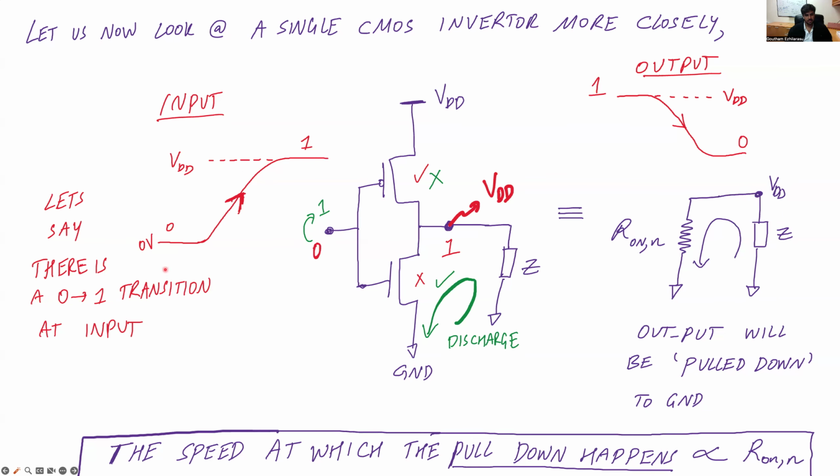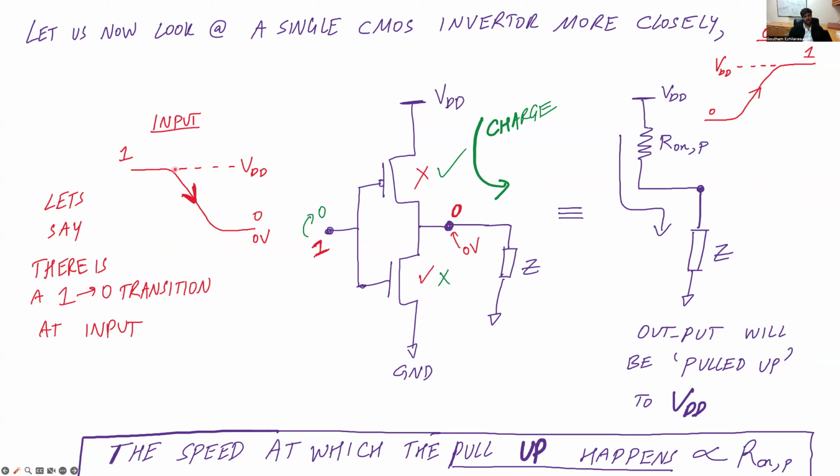Similarly, what happens when you have the reverse case? Imagine you have a high to low transition. Originally the input was high, so the output was low. The PMOS was originally off, the NMOS was on. Now imagine that the input is going from high to low. Then suddenly the PMOS is now on and the NMOS is off. Therefore the output, which was originally at 0 volts, is now connected to VDD through the on resistance of the PMOS. So similarly, this process, analogous to the previous case, is called pull up, because the output node is now pulled up to VDD.